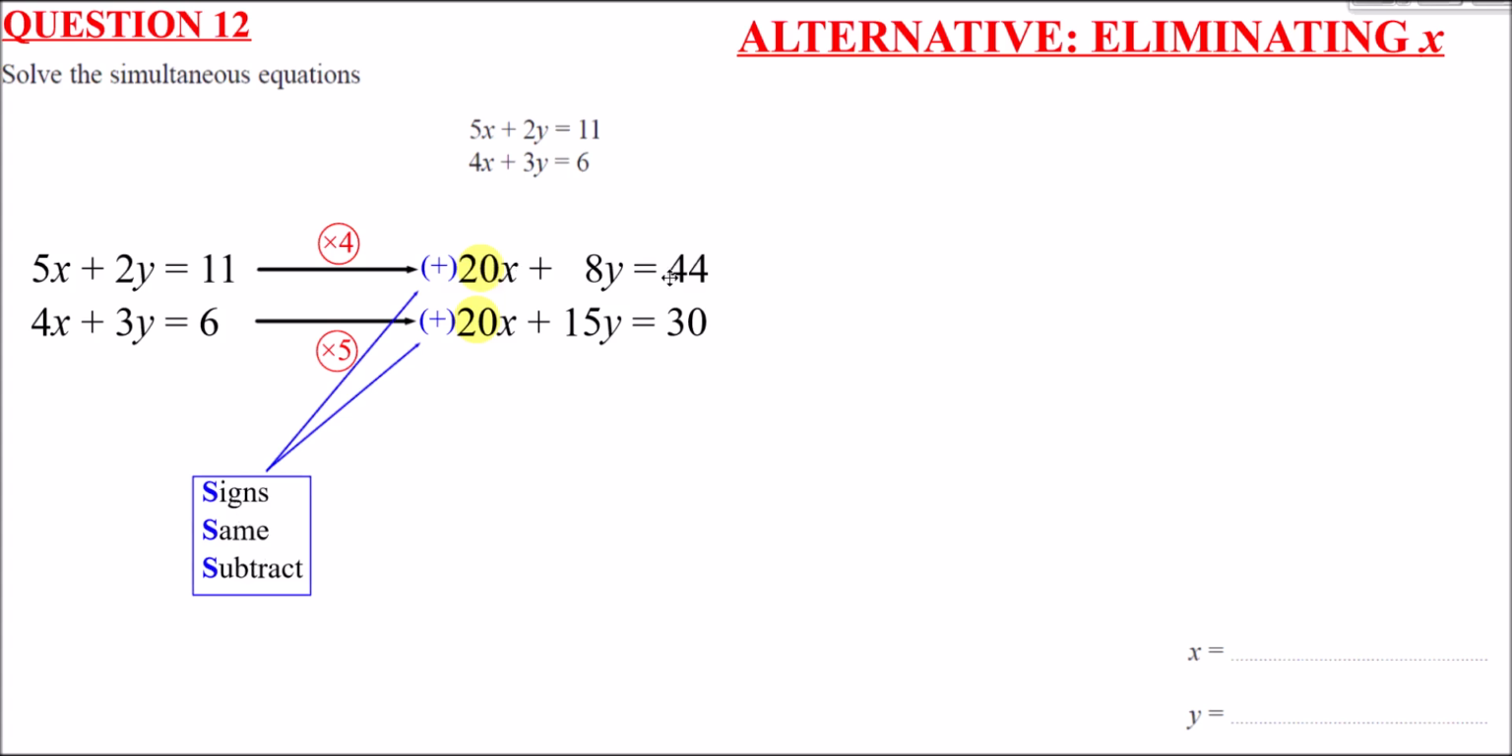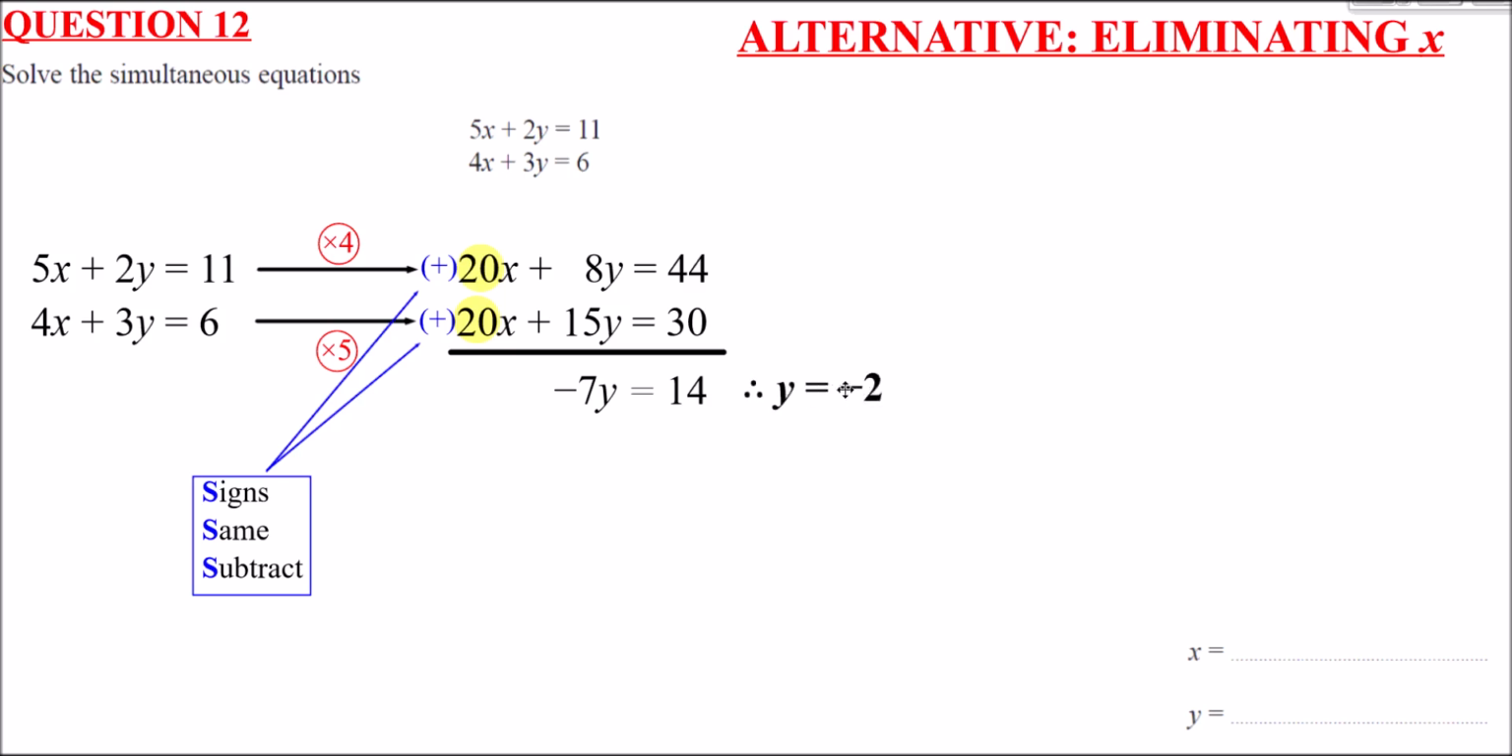We're going to do the top equation, take away the bottom. So 20x take away 20x will cancel. 8y minus 15y, that'll give us minus 7y, and 44 take 30 gives 14. So minus 7y equals 14. To get y on its own, I'd have to divide both sides of this equation by negative 7. 14 divided by 7 is 2, so 14 divided by negative 7 is negative 2.